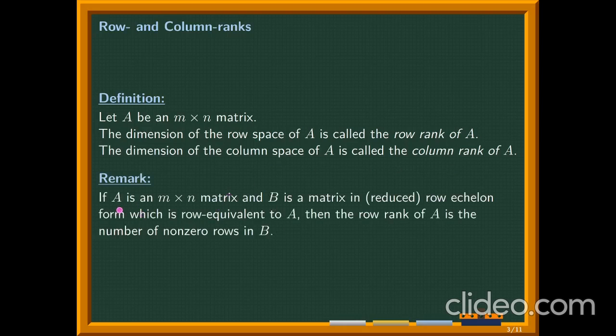Note that if A and B are row equivalent matrices, such that matrix B is in reduced row echelon form, then the row rank of A is actually the number of non-zero rows in B.